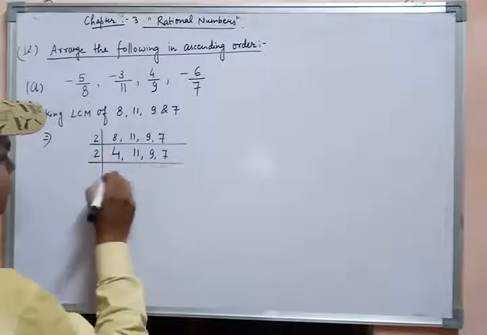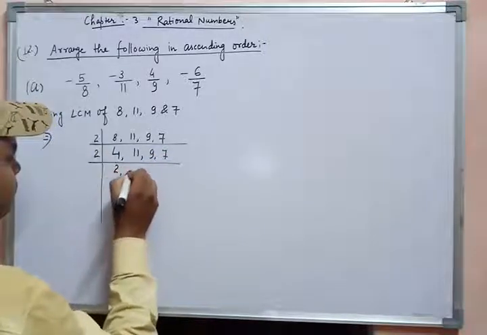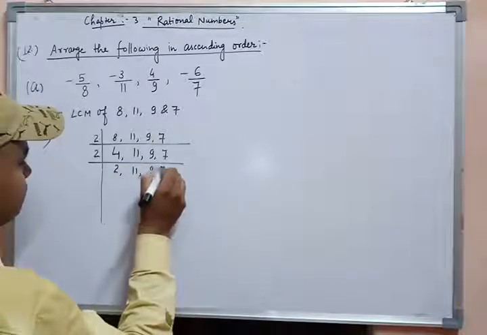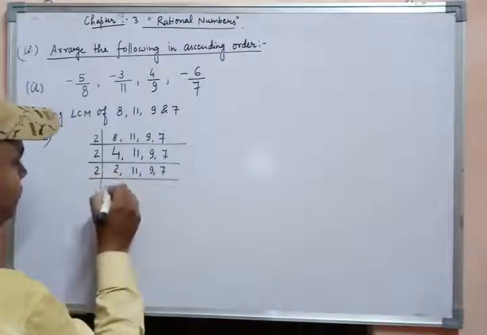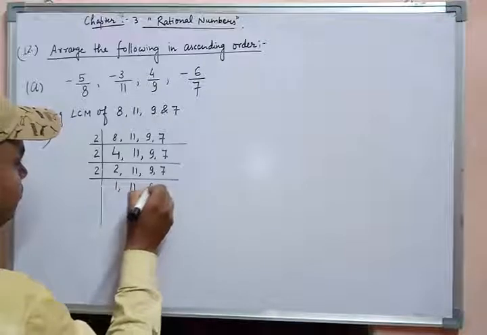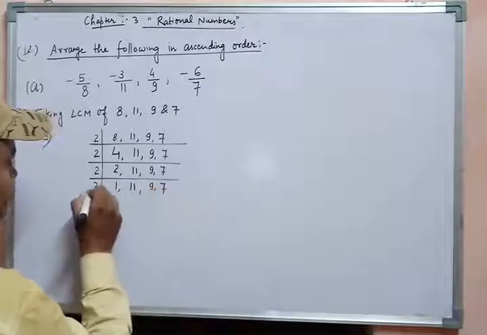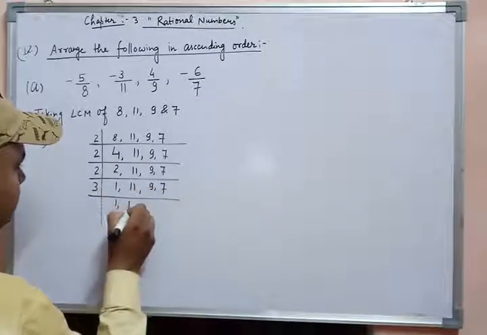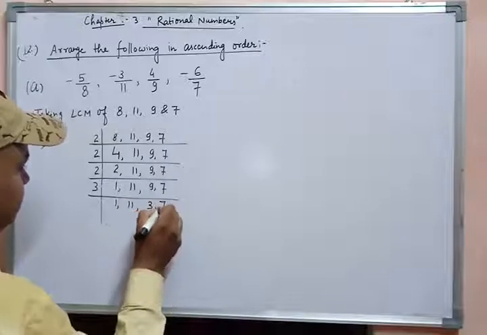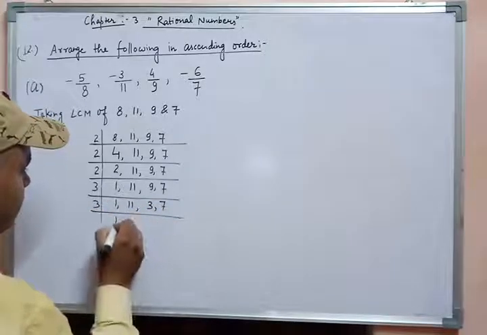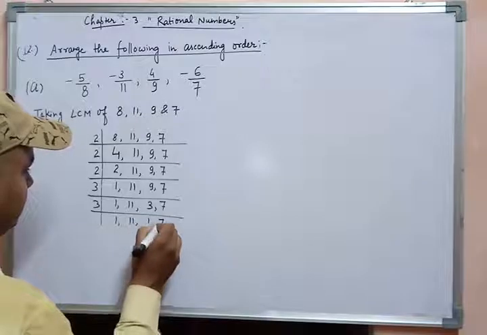Also this number is divisible by 2, 2 times 2 is 4. Also this number is divisible by 2, 2 times 1 is 2. Now this number is also divisible by 3, 3 times 3 is 9, and 3 times 1 is 3.